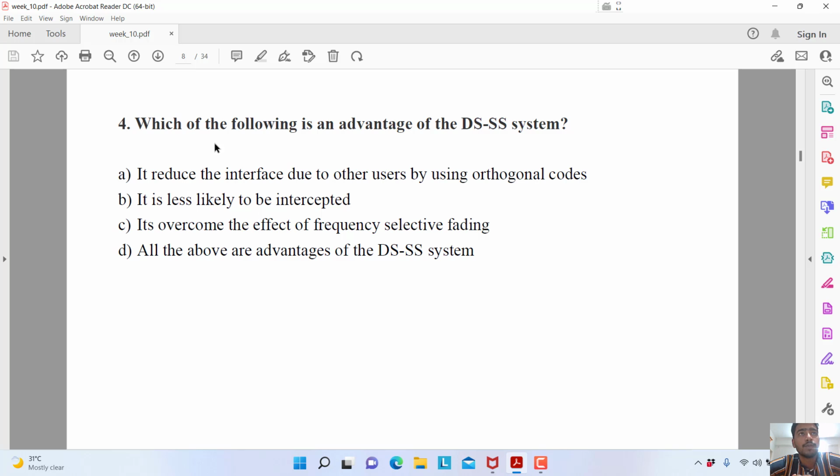Question number 4: which of the following is an advantage of the DSSS system? Option A, it reduces the interference due to other users by using orthogonal codes. B, it is less likely to be intercepted. C, it overcomes the effect of frequency selective fading. D, all of the above are advantages of the DSSS system. This is a reasoning question.